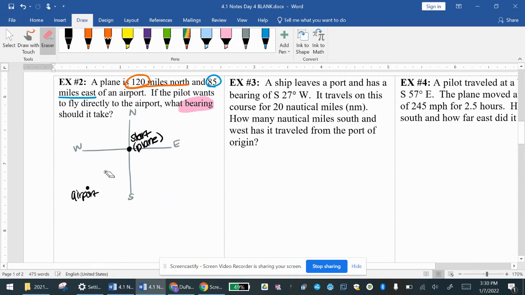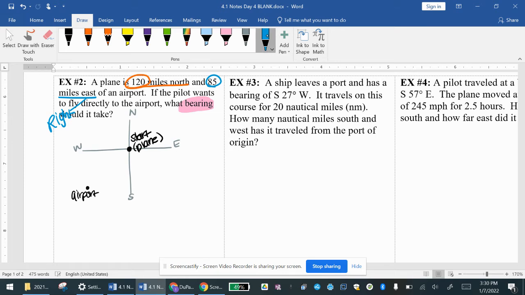So think about it. Remember, the plane has to be east of the airport. So to the right. East is to the right. So it's to the right of the airport. And north, right, means that it's higher.